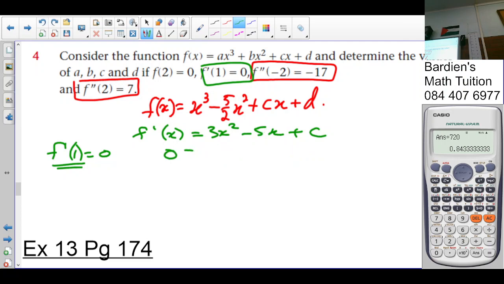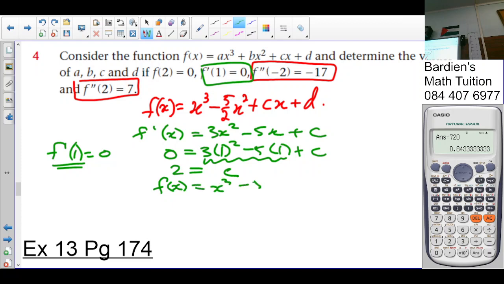Okay, so 0 is equal to 3 times 1 squared minus 5 times 1 plus c. So that's going to give us minus 2 here, not so? Doing minus 2 over becomes positive. Now my equation reads f of x is equal to x cubed minus 5 over 2 x squared plus 2x, plus d. So what still needs to be solved?